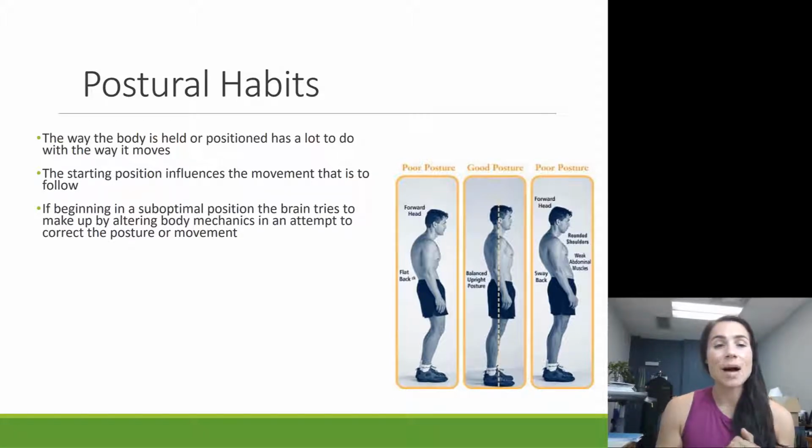If beginning in a suboptimal position, the brain tries to make up for it by altering body mechanics in an attempt to correct the posture or movement. Essentially, just because an individual has poor posture doesn't mean they won't be able to do a movement. But it does mean that the movement is going to be altered, and that's going to include using musculature in a way that it shouldn't and potentially increasing their chance of injury.